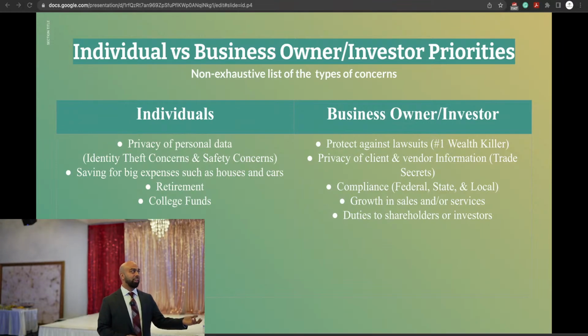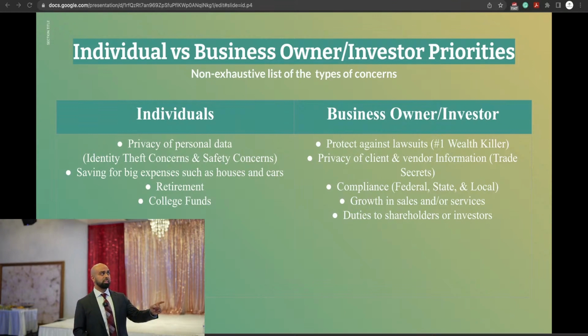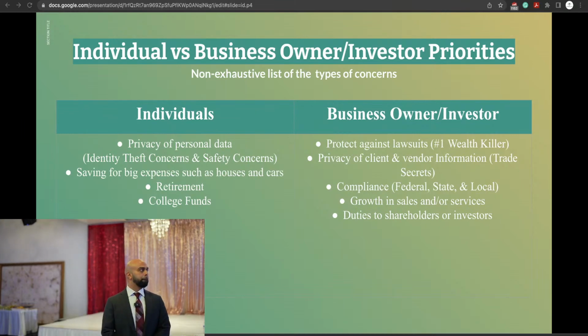So privacy of client and vendor information, trade secrets, customer lists, things like that. Every person has private information. Every business has private information. Compliance, federal, state, and local. There are different laws that apply in every situation. Growth in sales or services, just as a general point, and duties to shareholders or investors. Now, doing certain things in law and doing certain things in life can sometimes conflict with those people who you're in business with, so you have to be conscious of those things. Next slide.